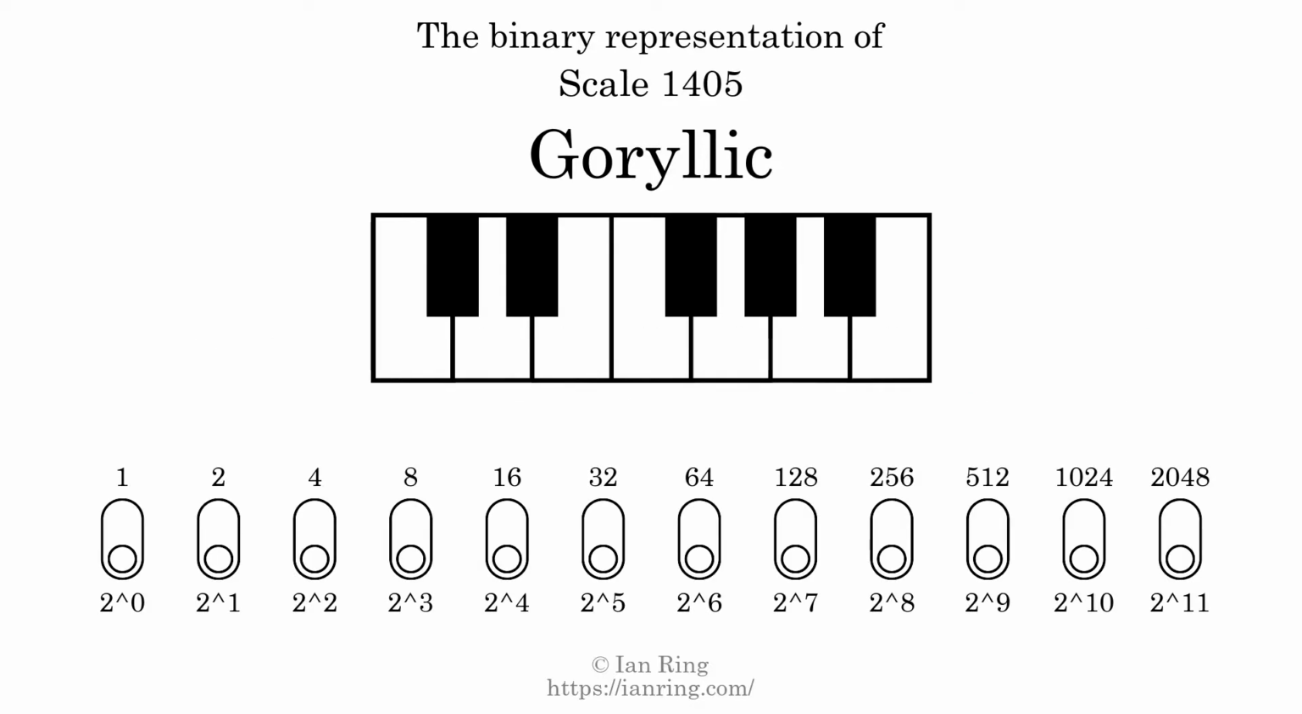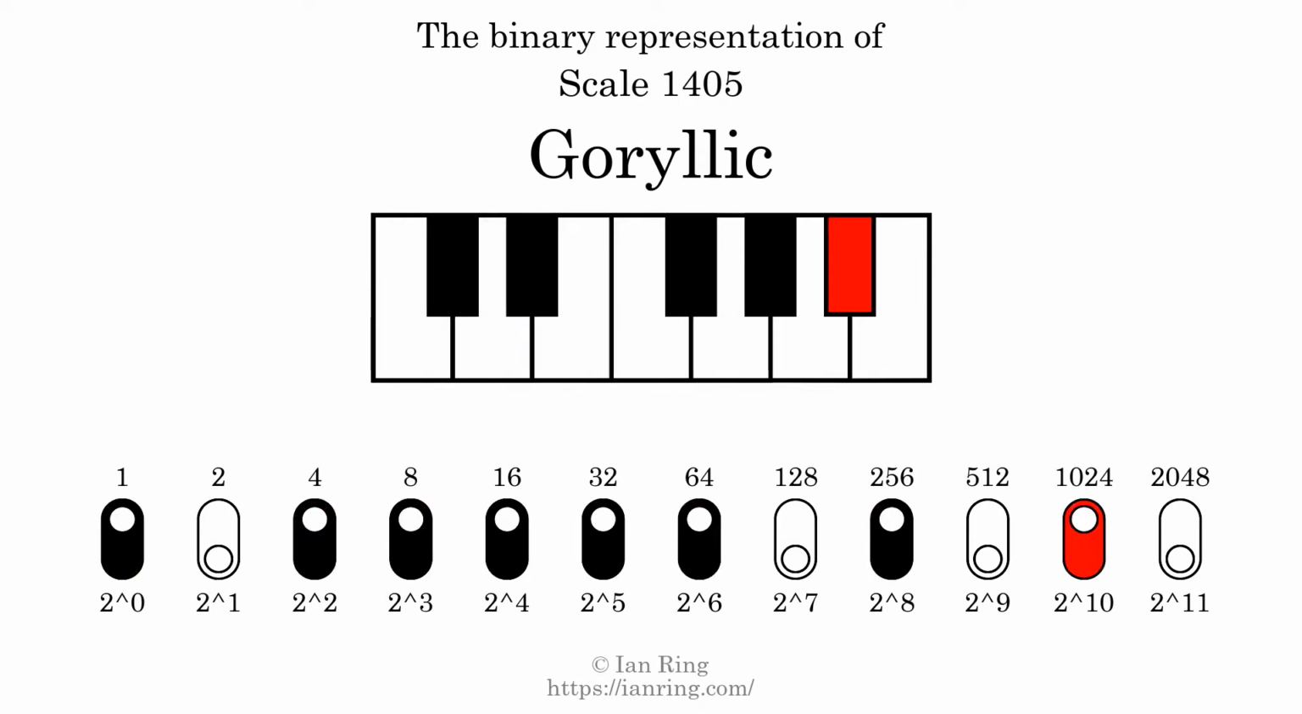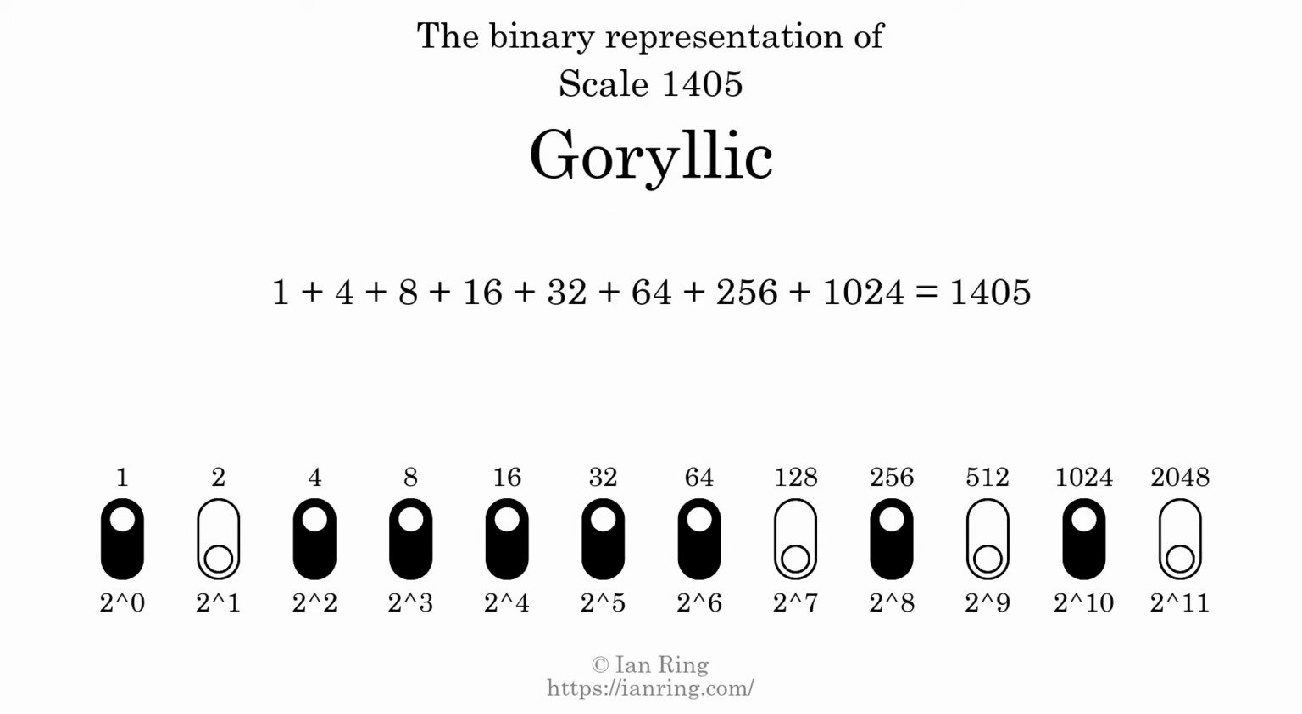The binary representation of this scale is determined by mapping tones of the scale to binary digits. Each binary digit represents a power of 2. To get the scale number, we add the powers of 2 together. The powers of 2 that are present in the scale, all added together, equals 1405.